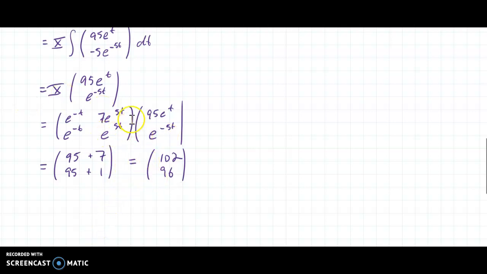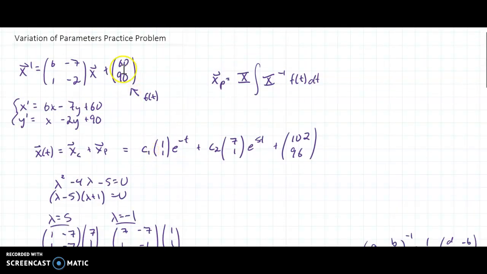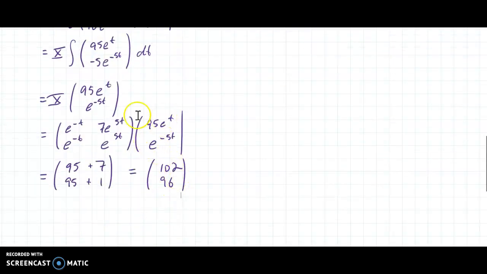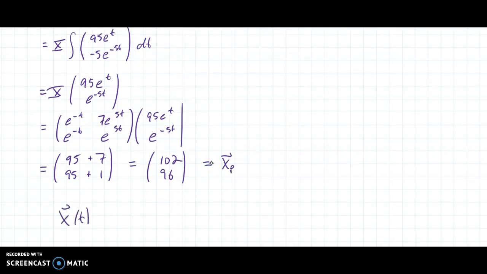This kind of cancellation should happen frequently depending on the input that you have. Say I had t's up here, then I would get stuff with t's out, hopefully. Say I had a e to the 22t, I should get e to the 22t's here when these things multiply. It should always work out if you've done your work correctly. So remember, this is xp, and remember, x of t is xc plus my xp.